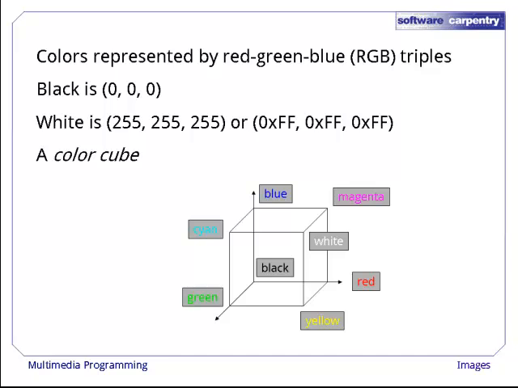Black is 0, 0, 0, i.e. nothing of any color. White is the maximum value of all three colors, which is 255, 255, 255, or equivalently 0xff, 0xff, 0xff in hexadecimal. We can think of this color model as a cube. The three axes represent the primary colors, while secondary colors are combinations of maximum values, and each actual color is a coordinate in this cube.